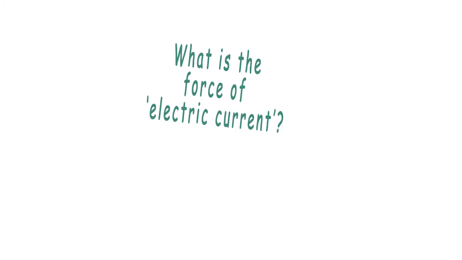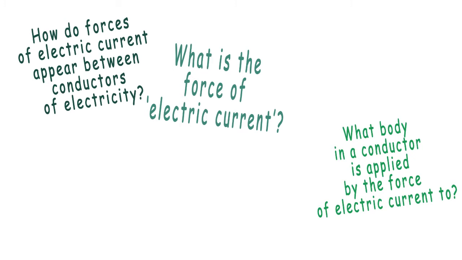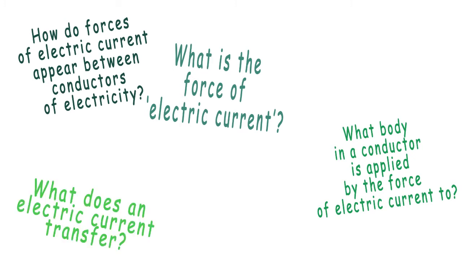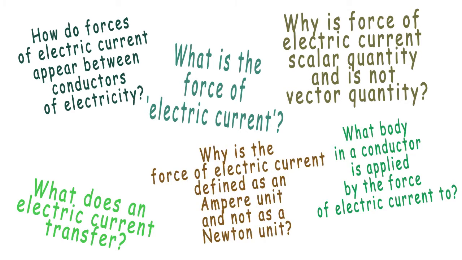We have some questions. What is the force of electric current? How do forces of electric current appear between conductors of electricity? What body in a conductor is applied by the force of electric current to? What does an electric current transfer? Why is the force of electric current scalar quantity and is not vector quantity? Why is the force of electric current defined as an ampere unit and not as a Newton unit?